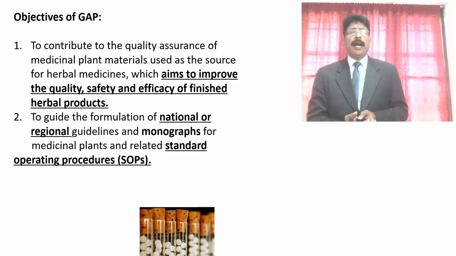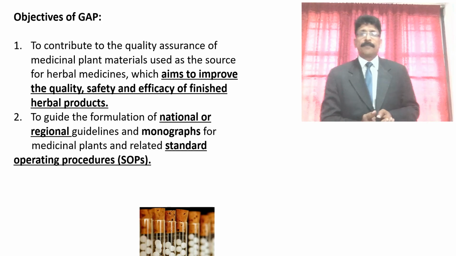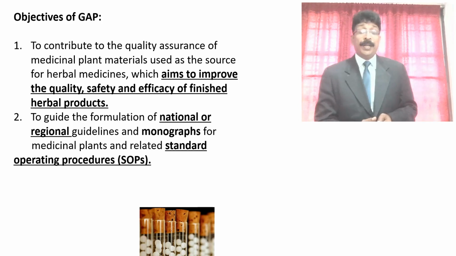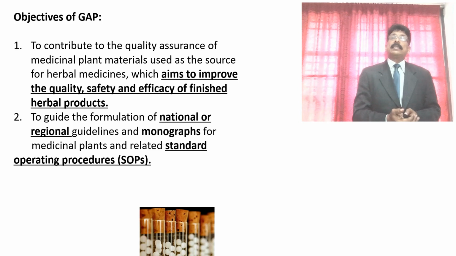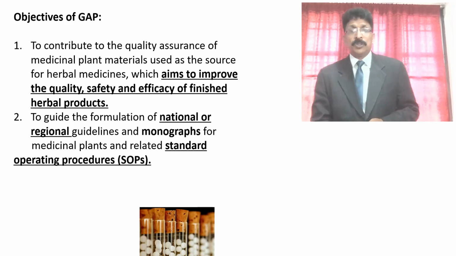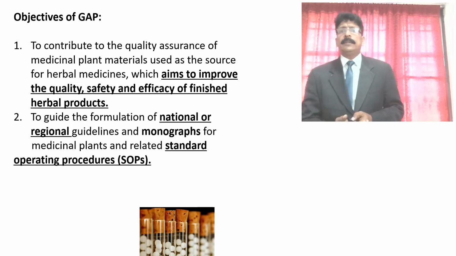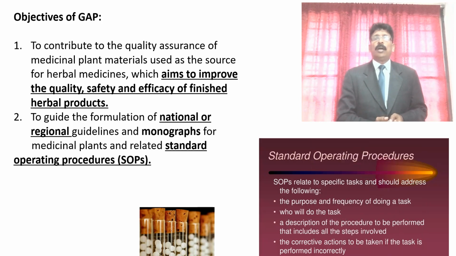To guide the formulation of national or regional guidelines, the monographs for the medicinal plants and related standard operating procedures are important, and to make them standard. That's the objective of good agricultural practice. So if the students read it one or two times, you can write it in a proper way. First, initially, the objective of good agriculture practice.